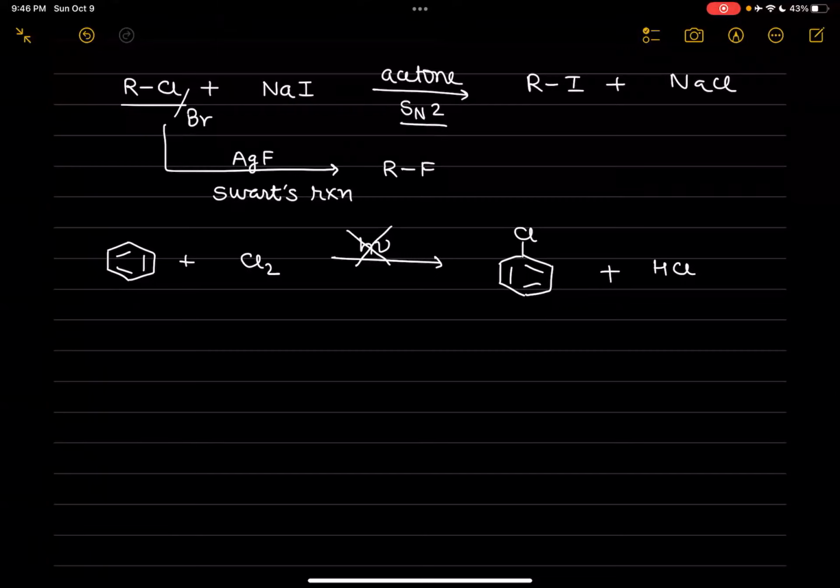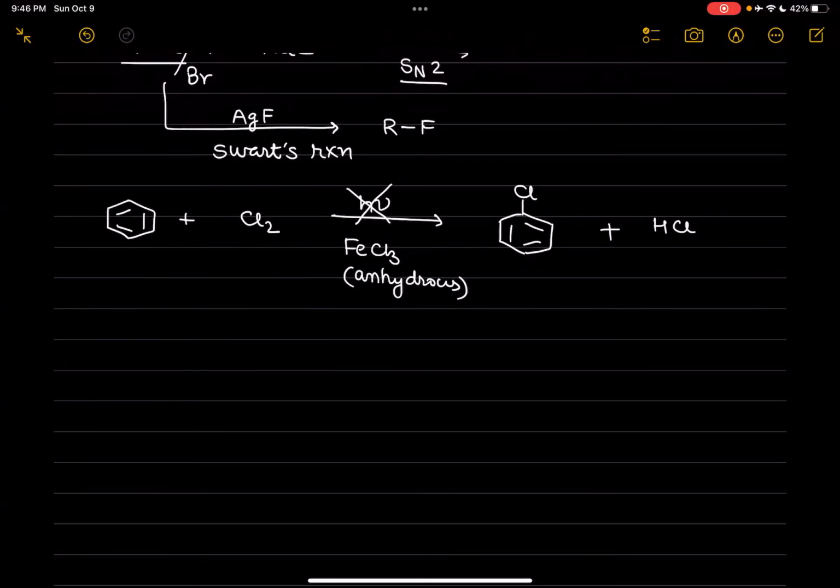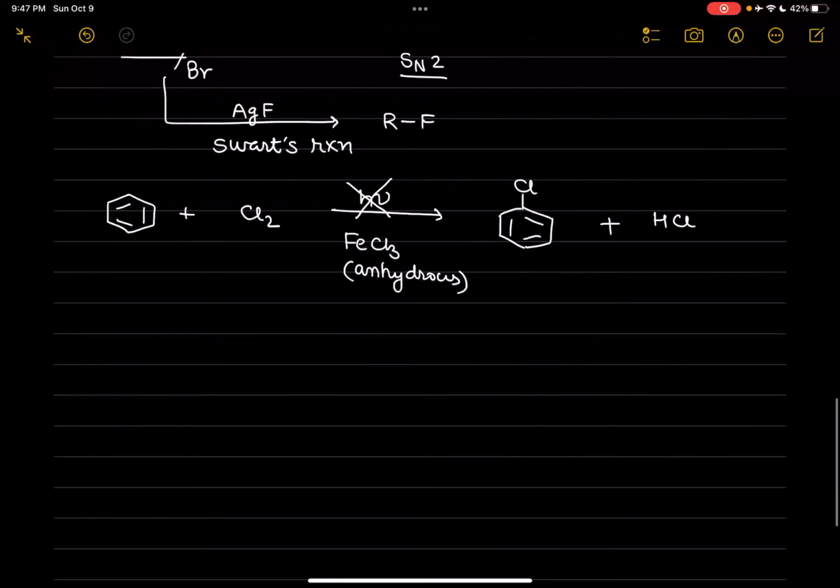What do you need to take? AlCl3 is also possible. Simply Fe will also work. Why will Fe work? Because Fe and chlorine will react with one another and form FeCl3. Clear? Yeah, clear.